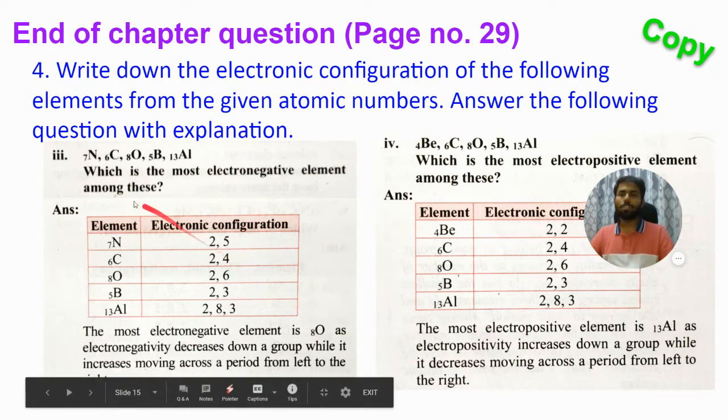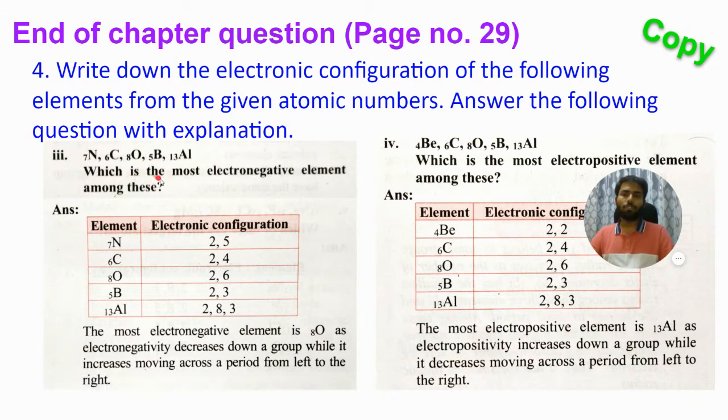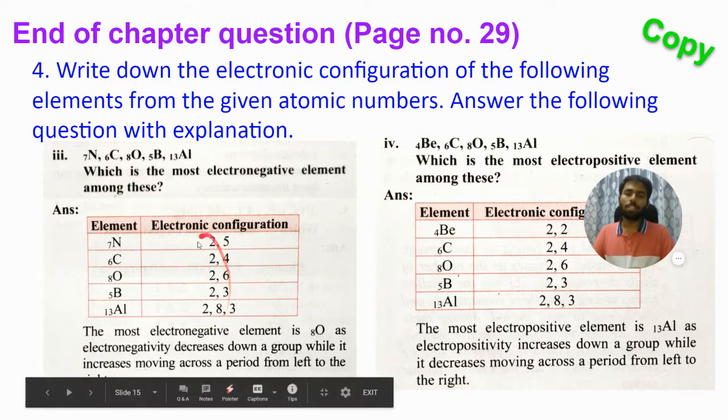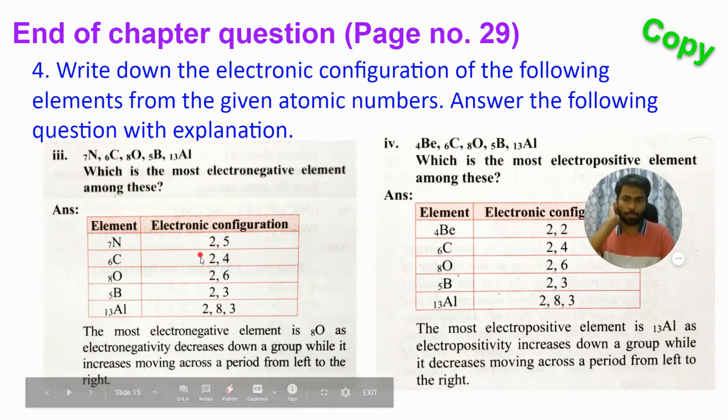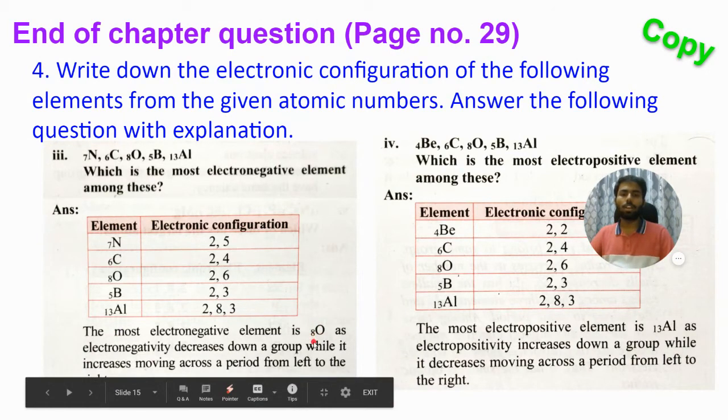Okay, so the question here is, which is the most electronegative element among these elements? Okay, so electronegative means what? Electronegative means it wants to make itself more negative. How will it make itself more negative? By accepting a few electrons. So which of these atoms will be able to accept electrons easily will be your answer. Okay, so the answer is the most electronegative element is oxygen, which has atomic number 8.